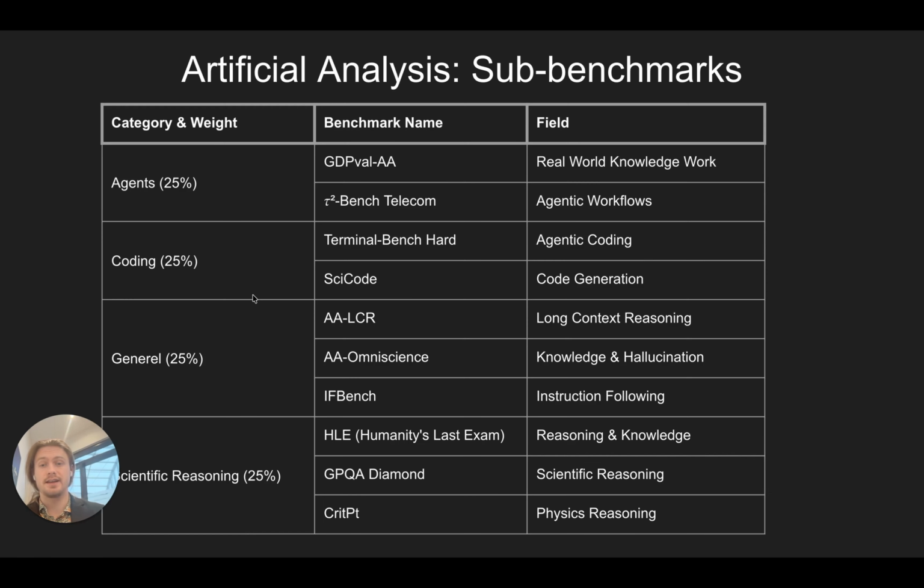The benchmarks that it uses are these 10 benchmarks here. They are sorted into the 4 categories and weighted accordingly between agents, coding, general, and scientific reasoning. I think this has a heavy emphasis on coding, which might not be the best for everyone, but coding is right now still one of the greatest ways we are using large language models. I want to deep dive into some of the, I think, most important benchmarks on this.